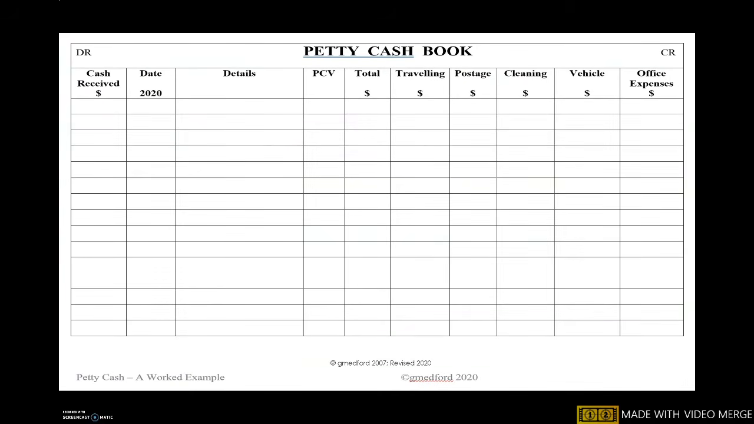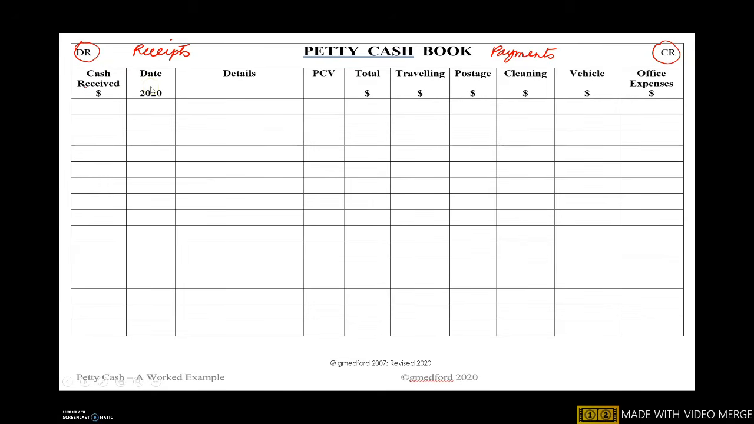Here we have a sheet or page from the petty cash book known as a petty cash disbursement sheet. Debits, credits. We are told that receipts are recorded on the debit side and payments are recorded on the credit side. If we look, we see a cash received, date, details, PCV, petty cash voucher, total, traveling, postage, cleaning, vehicle, and office expenses columns. The cash received column is for the receipts.